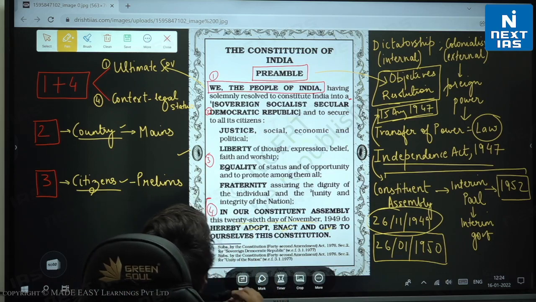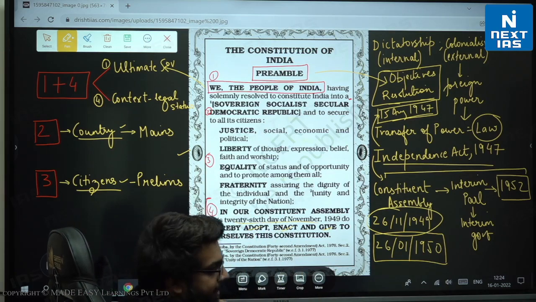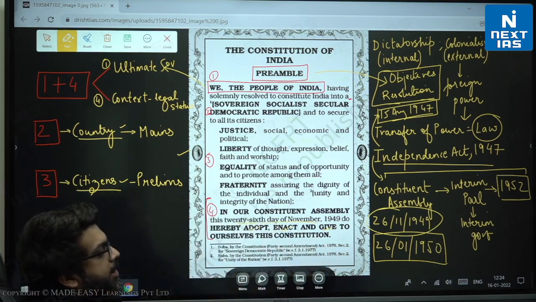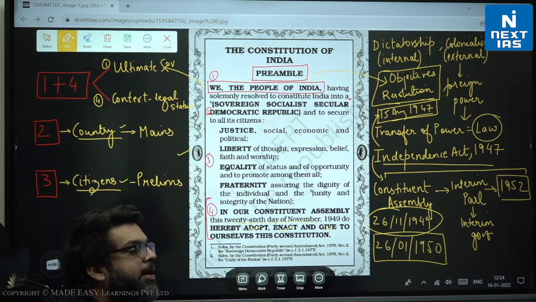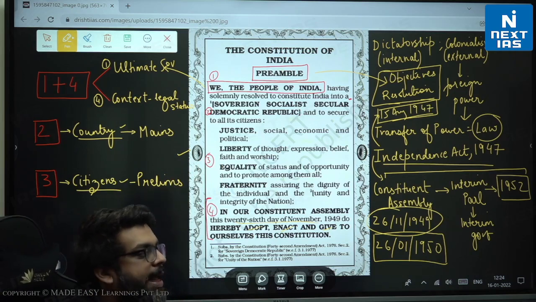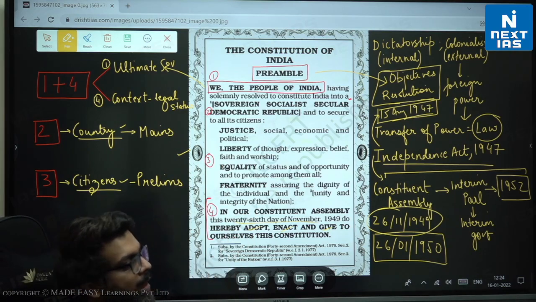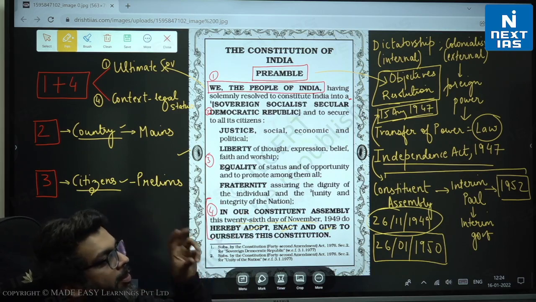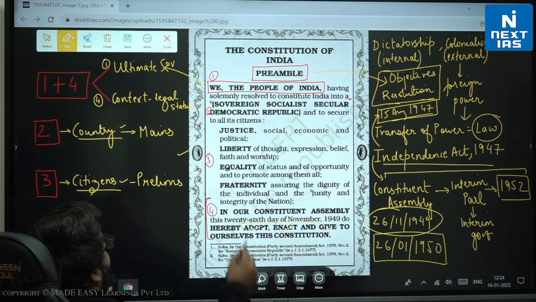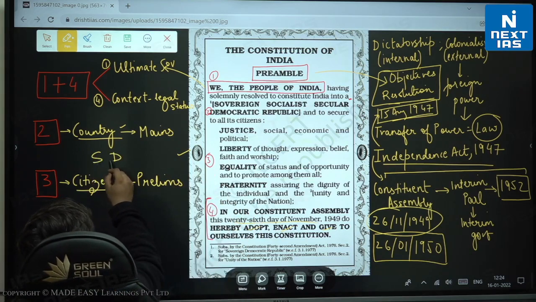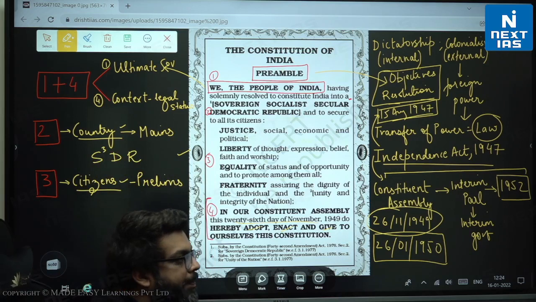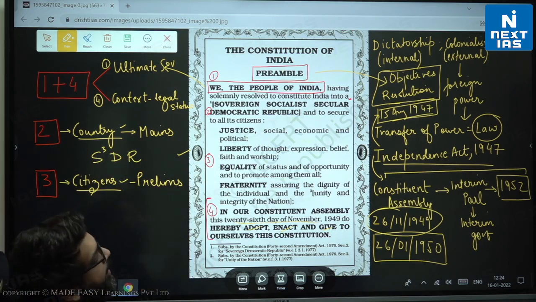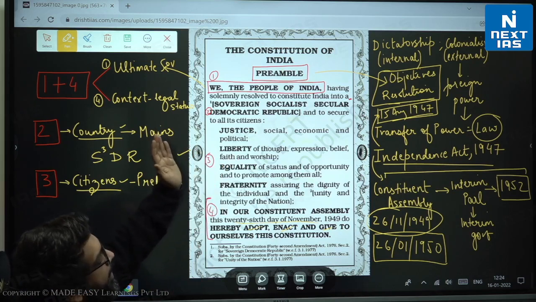Now, there is a very simple way to memorize the terms of the preamble. When we look at country-specific terms: Sovereign, socialist, secular, democratic republic. You may remember a term in economics called special drawing rights, SDR, which are used in the context of the IMF, and they represent the amount of money a country can withdraw from the IMF dependent on the contributions to the IMF. Similarly, these are also arranged in that way. SDR: Sovereign, Socialist, Secular, Democratic Republic. So S cube DR.